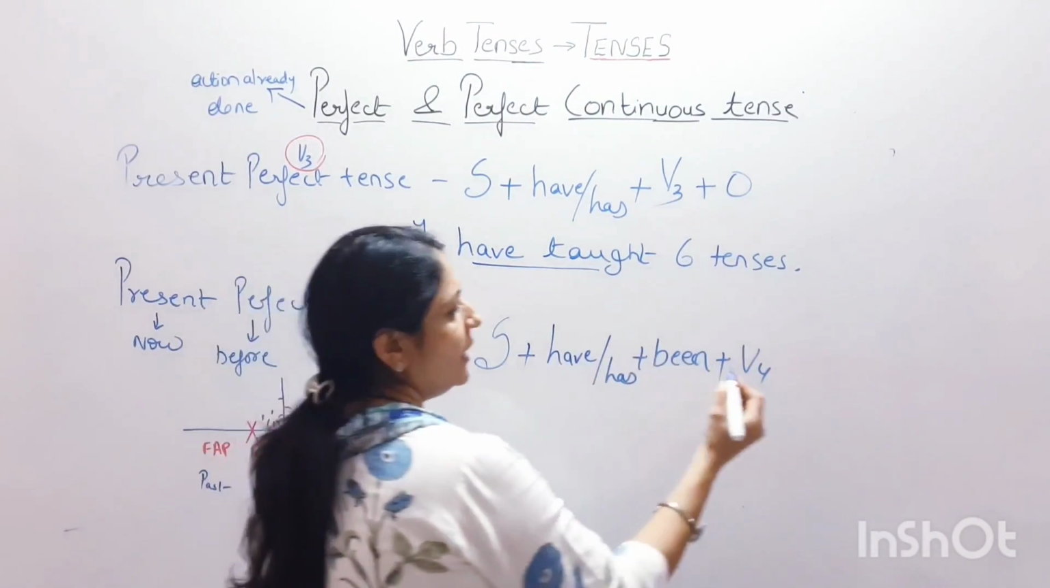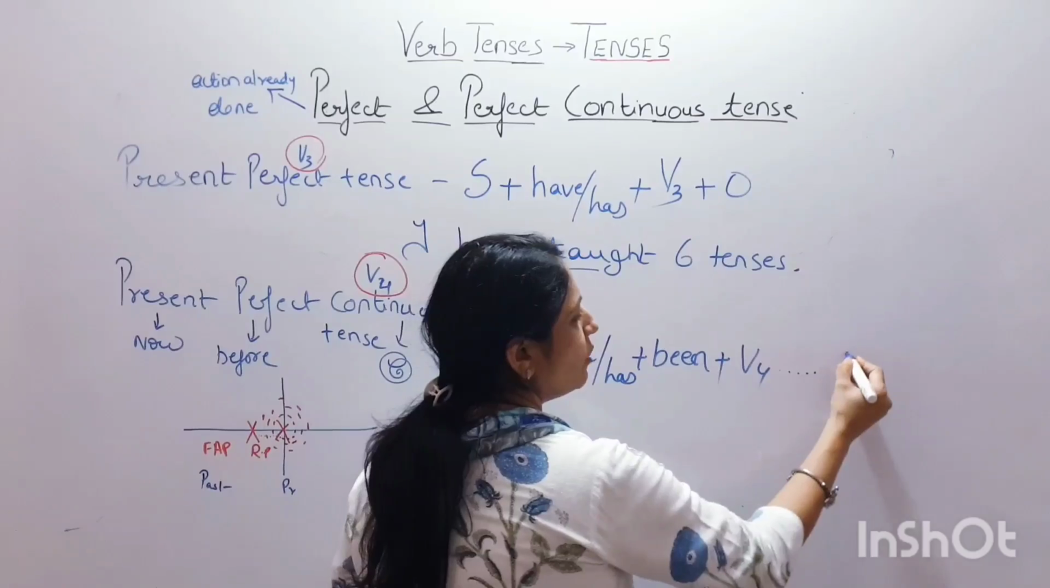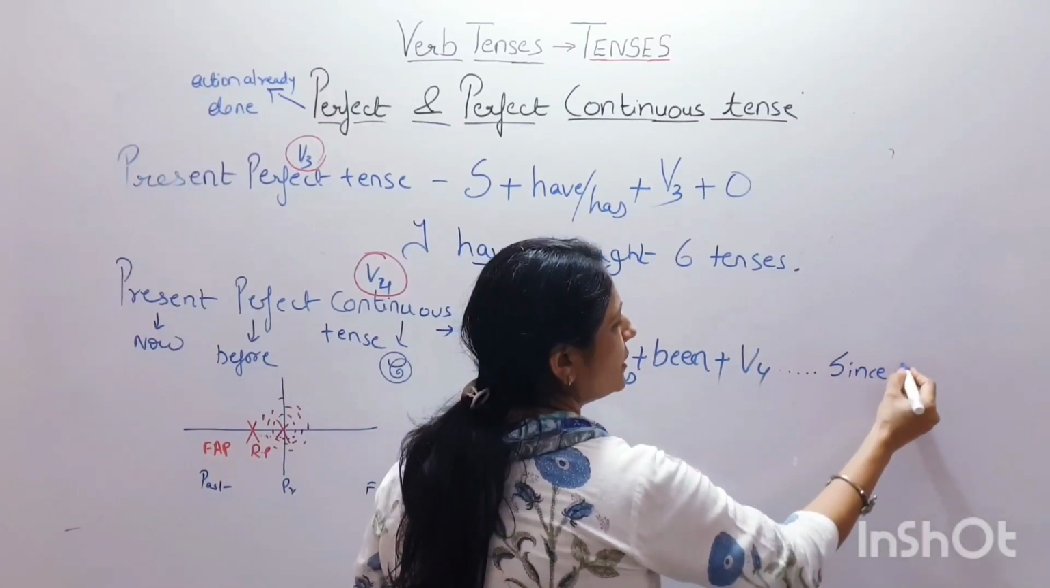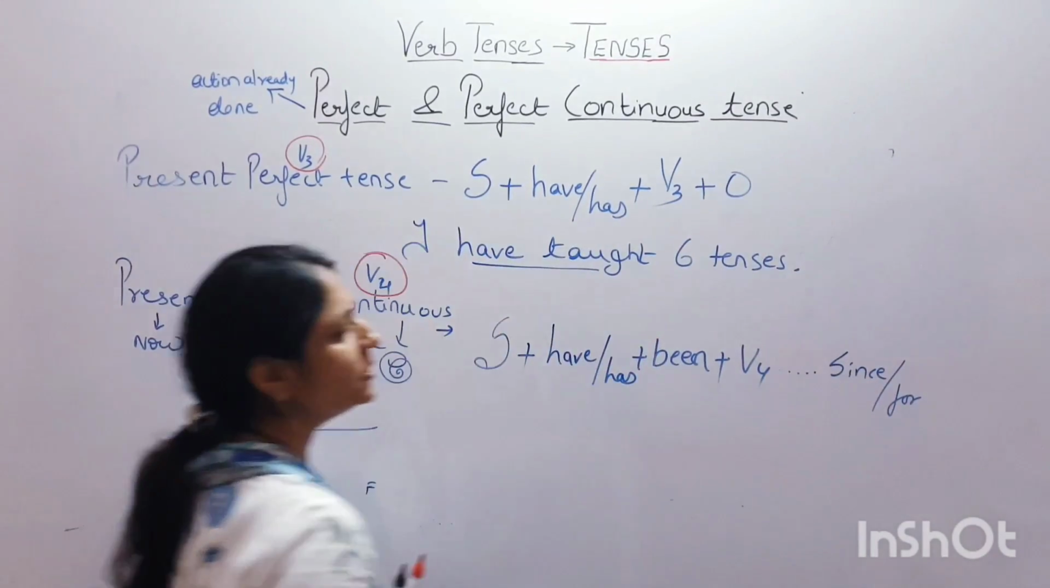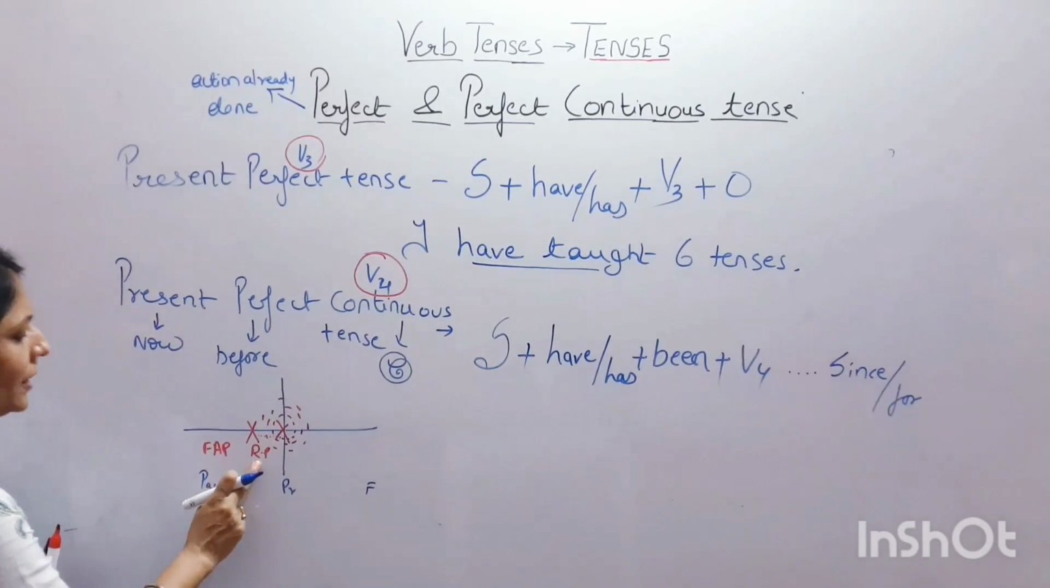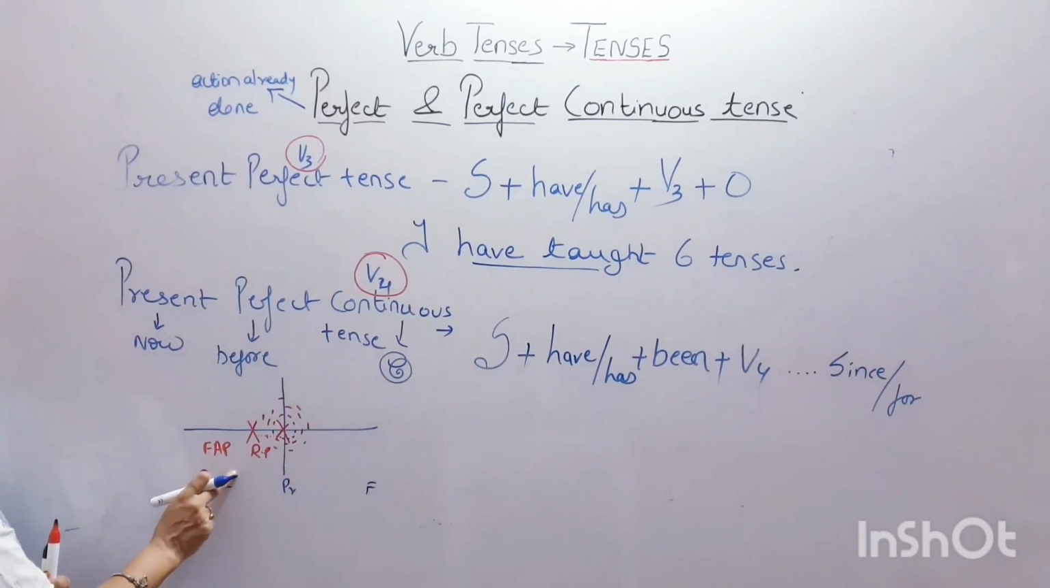There is a special point that comes next. We can also put the time phrase over here, since or for, to mention since when the action started in the past.